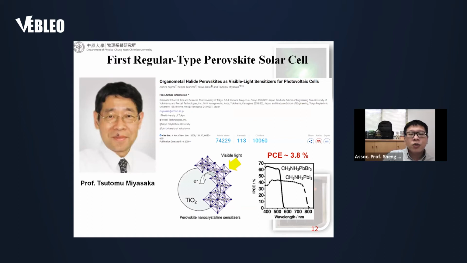And this is the first regular type of perovskite solar cell. Professor Miyasaka proposed this solar cell, and the efficiency is about 3.8%. This study was published by JES.